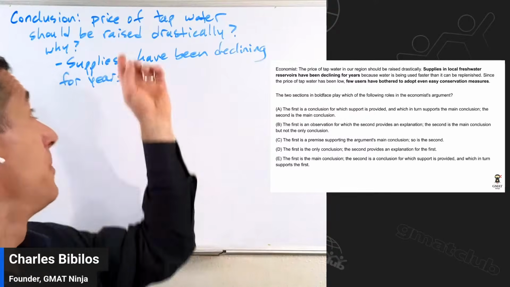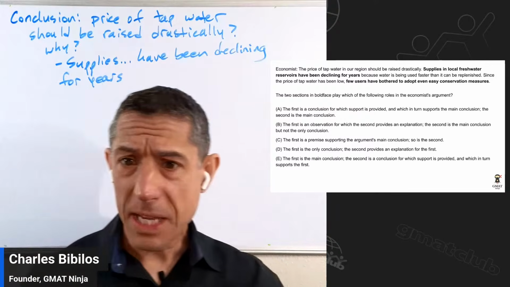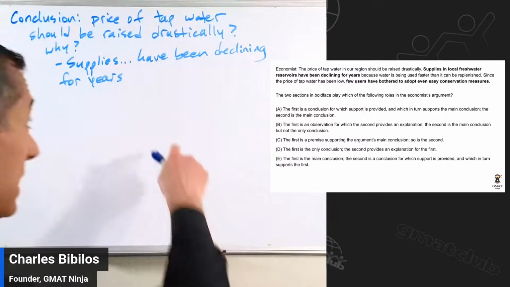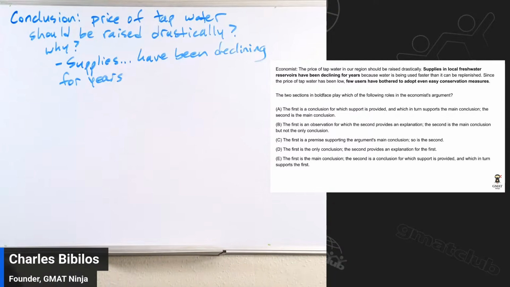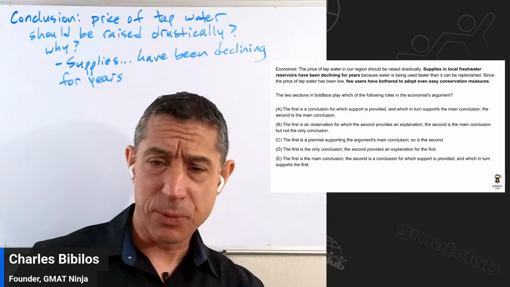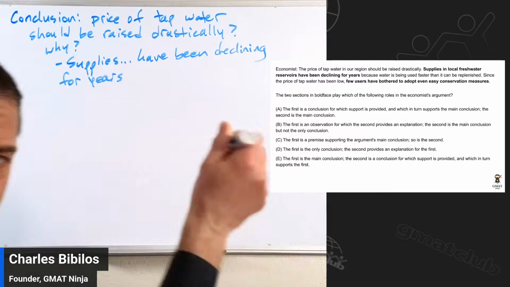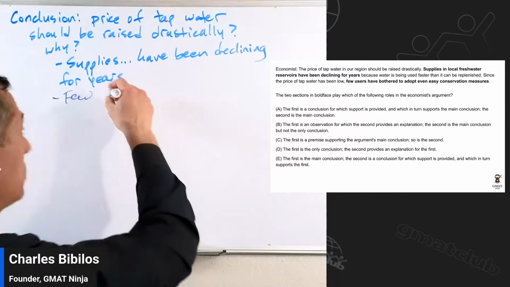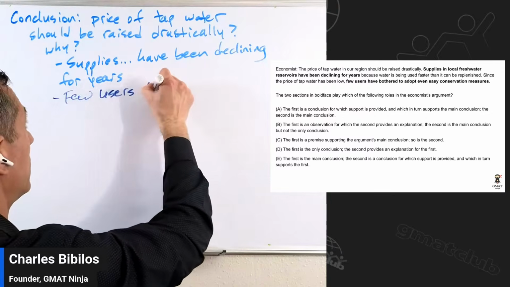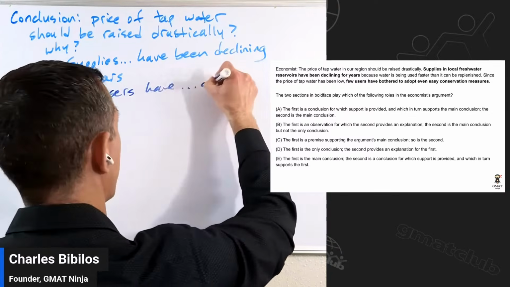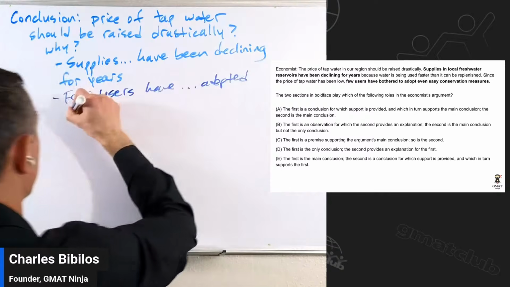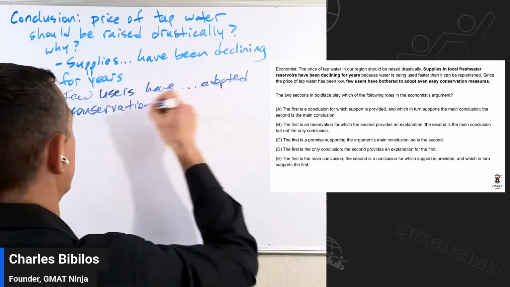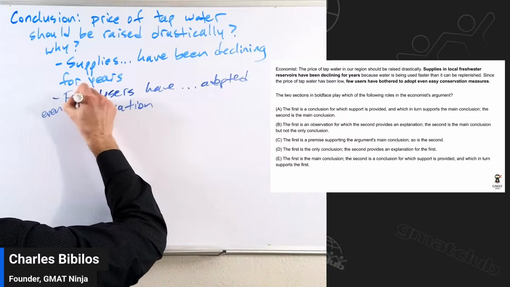We've got a conclusion. Price of tap water in our region should be raised drastically. Well, why is that? Well, hey, the supplies have been declining for years. And what's the other reason? Well, since the price of tap water has been low, few users have bothered to adopt even easy conservation methods. So few users have adopted conservation measures, say even easy.